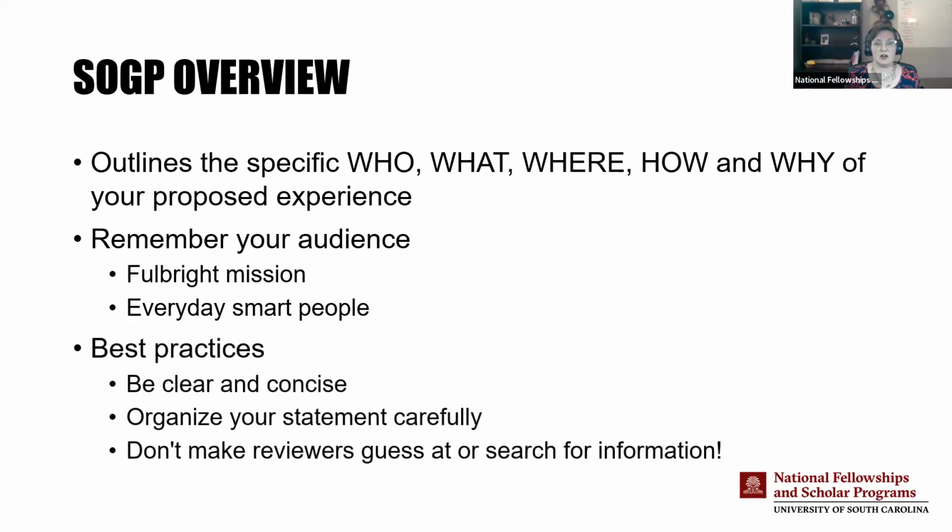And the best practices are to be clear and concise. You do only have 1 to 2 pages. For ETAs, the statement of grant purpose is 1 page, single space, 12-point font, 1-inch margins. And then for our research and study folks, it is 2 pages within those same parameters. So it's not a ton of space.